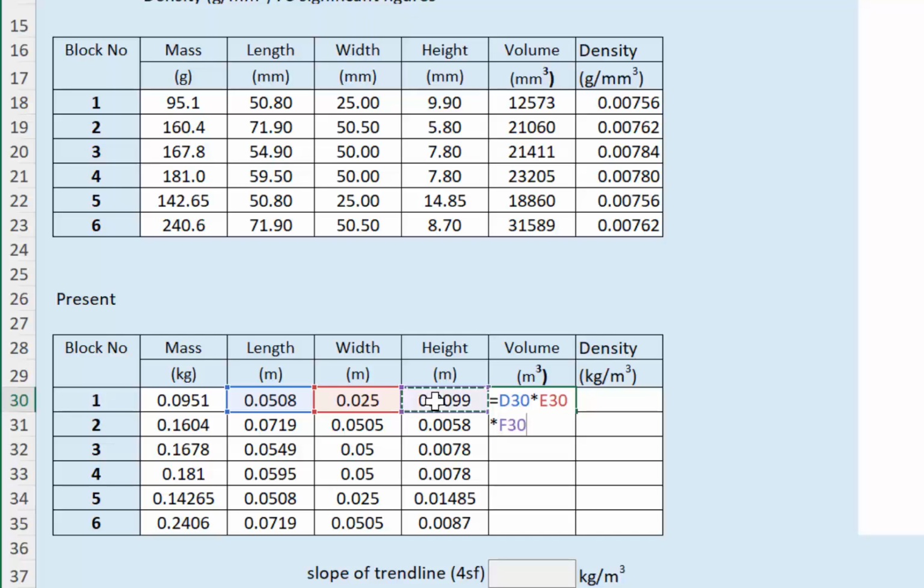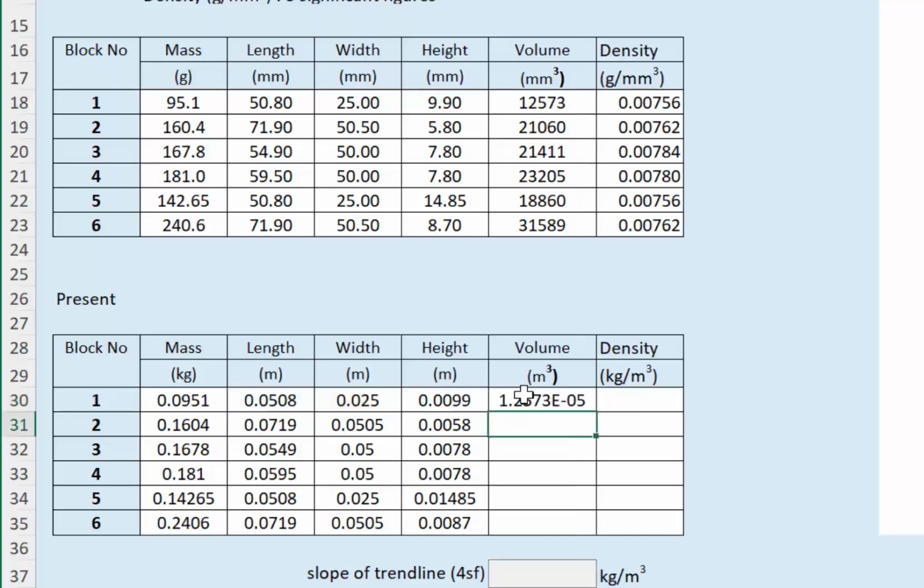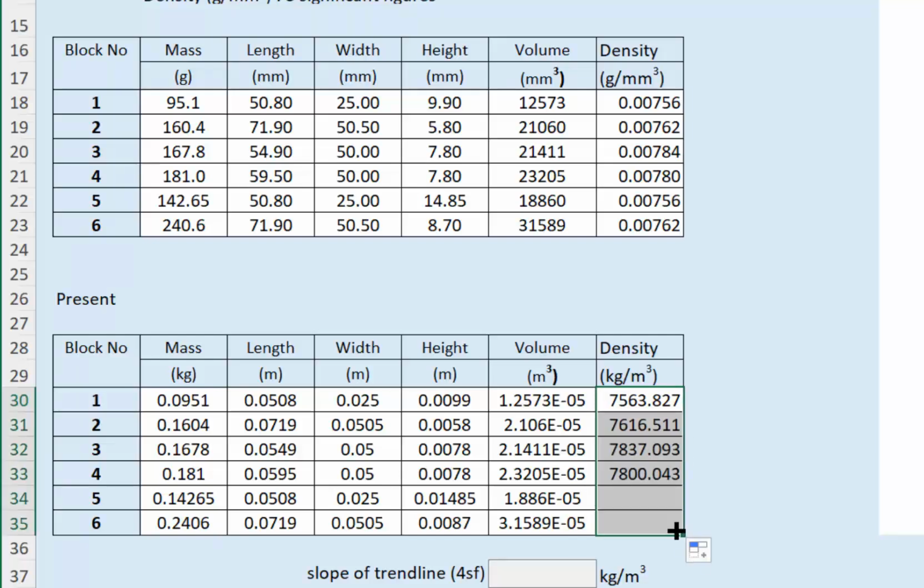Note that the sample we are using here is a steel sample. Your sample might be aluminium. And then finally the density, which is of course the mass divided by the volume. And we can autofill those, and I'll format these numbers to whole numbers.